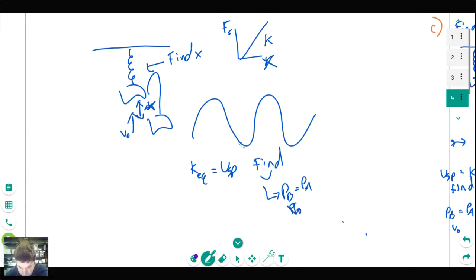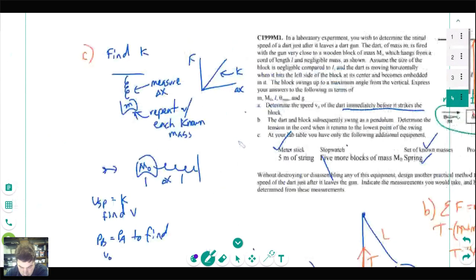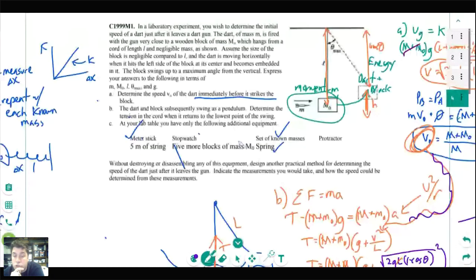Other options, I don't think they gave us enough stuff for it. Oh wow, they did give us a stopwatch. I'm thinking, do you shoot the dart straight up and do kinematics? Or potential energy turns into kinetic energy. It's got to be kinematics because we have a stopwatch. So you can time until the dart falls back down again. Half that time is when it stops. You know the acceleration is g. I'm liking that one.